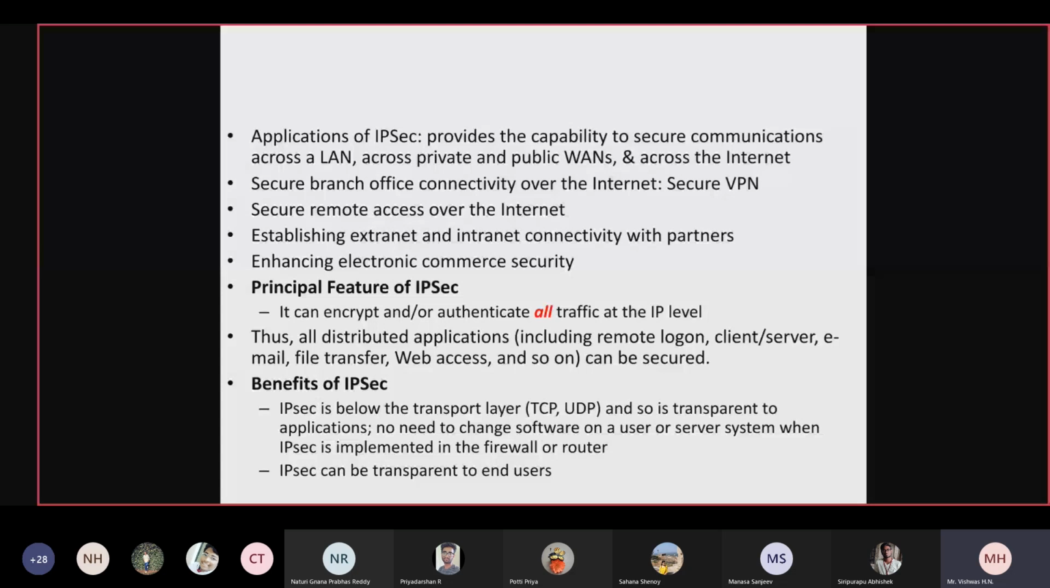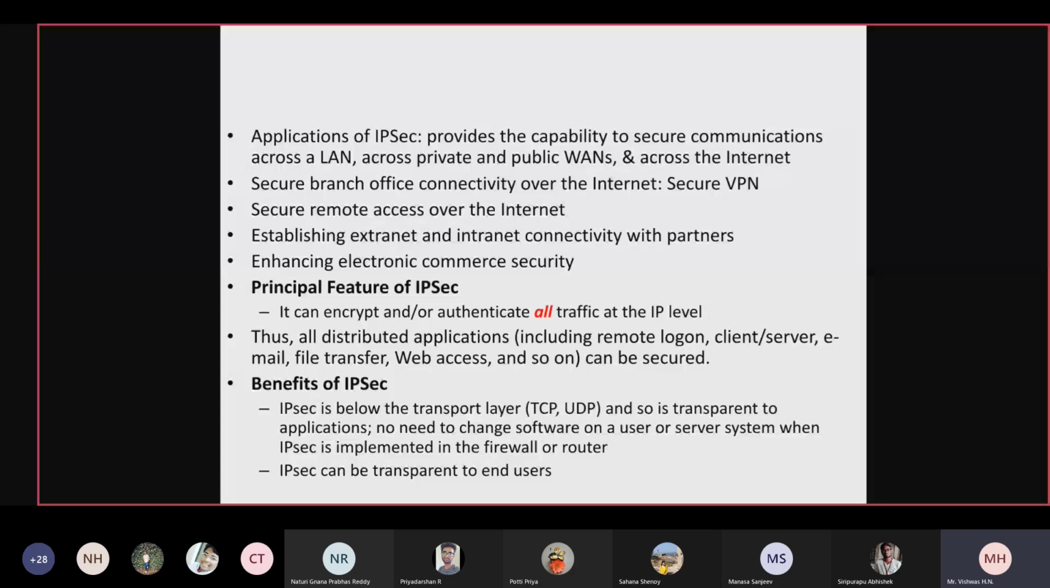You are connecting through the internet itself, the public network itself, but nobody will get to know you are using the public internet, public network. Okay, so that's what VPN is. Secure remote access over the internet, same as VPN, students. Establishing extranet and intranet connectivity with partners, again that also is a part of VPN only. Enhancing electronic commerce security, e-commerce security.